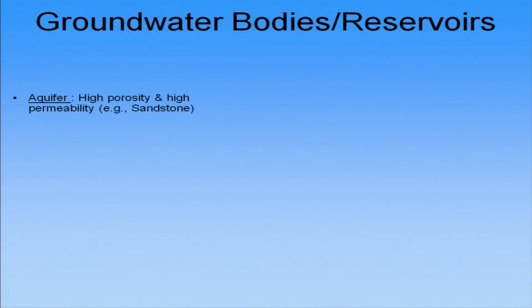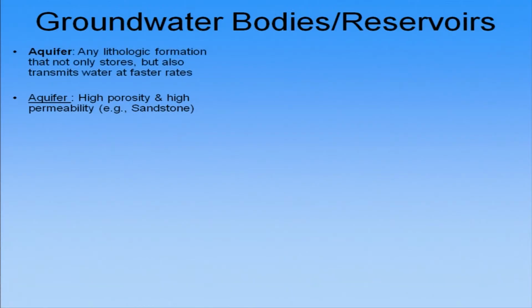First, aquifer is porous and highly permeable. Example, sandstone. An aquifer is defined in any lithological formation that not only stores but also transmits water at a faster rate, and this is because the porosity is high and the permeability is also high. So porosity and permeability are high in an aquifer, and it can transmit the water much faster than other layers.